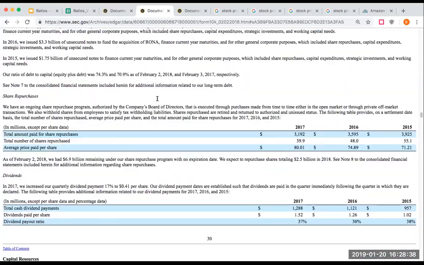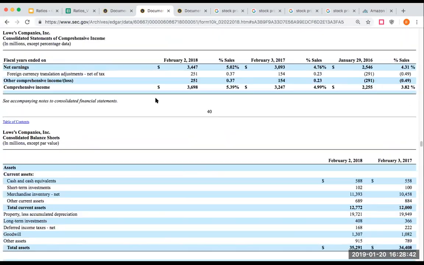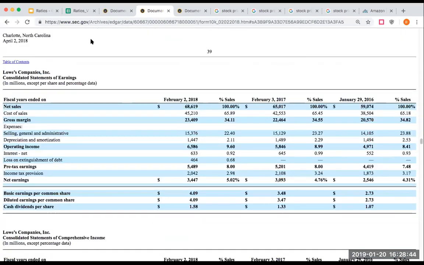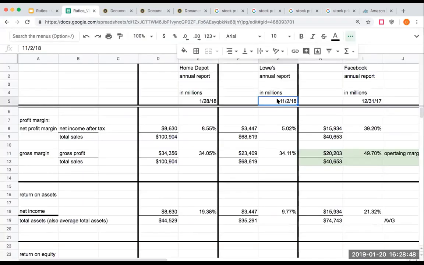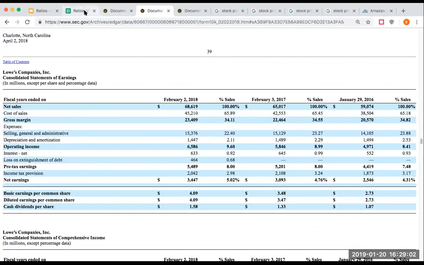Wow, good job, Tchaikovsky. Why aren't you pausing this video again? My eyes are going crazy. Okay, so this is as of February 2nd, 2018. Get that right. February 2nd.